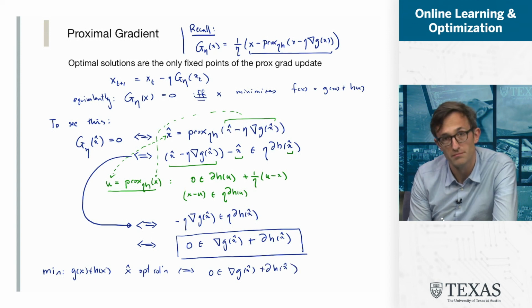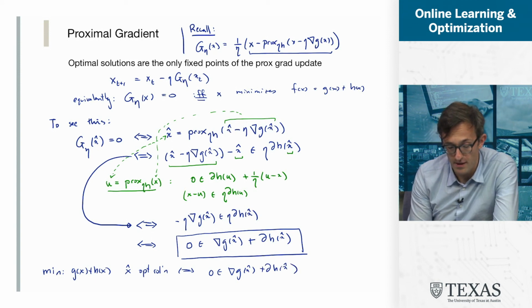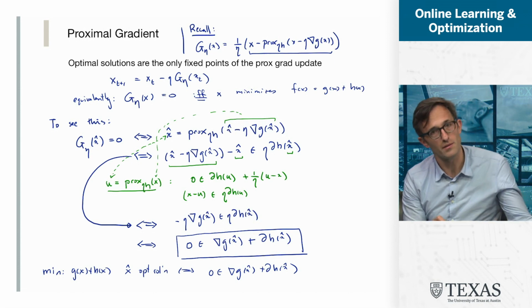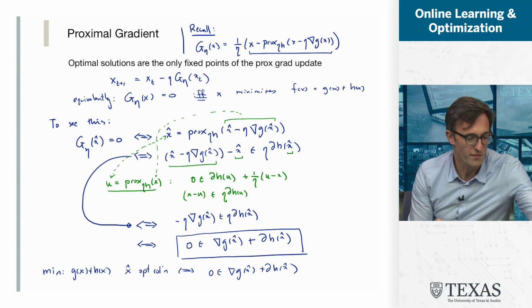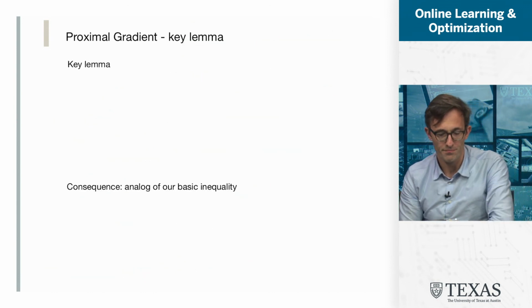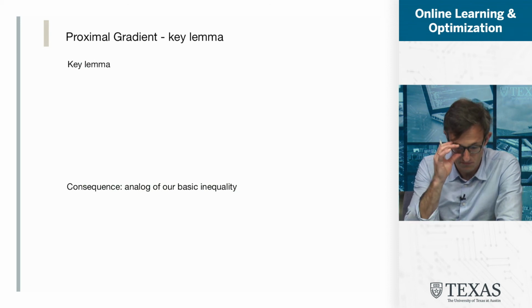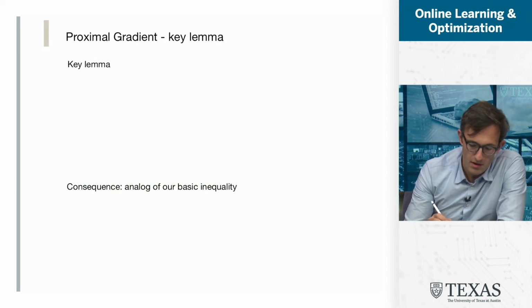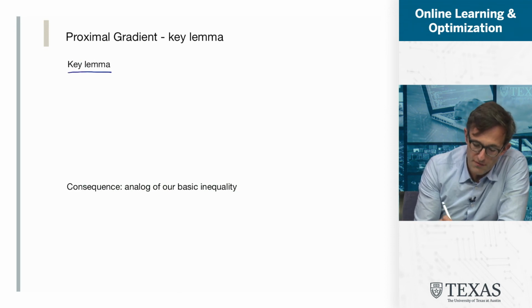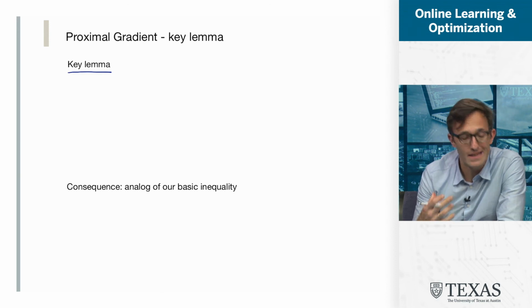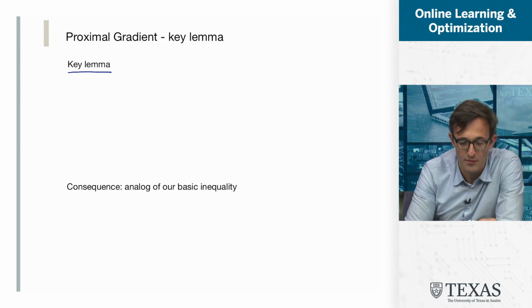So what we've seen is that x hat is an optimal solution of g of x plus h of x exactly when, if and only if, the gradient mapping evaluates to 0 there. So this is another important property that we've got. We need to give a key lemma for proximal gradient, something that's going to replace that key descent lemma that we had.